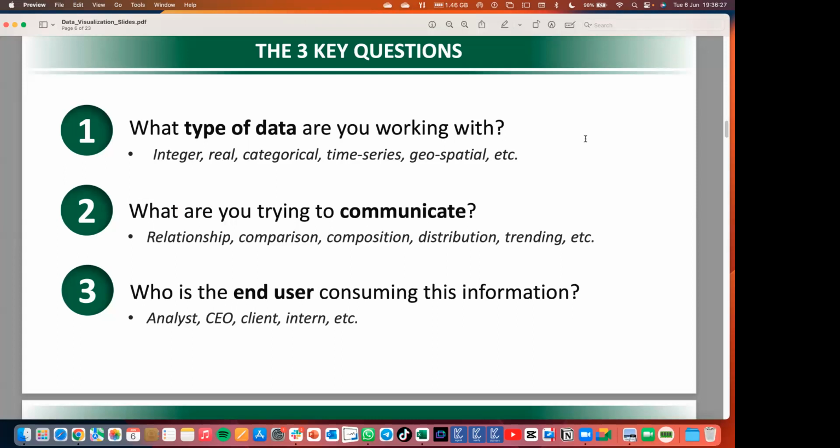Then another question you should ask yourself: what are you trying to communicate? Are you showing your audience the relationship between one plant and another plant, or one supplier and another supplier, or one transporter and another transporter? The relationship means showing, for example, that most of our transporters ship this type of cement. That's a relationship.